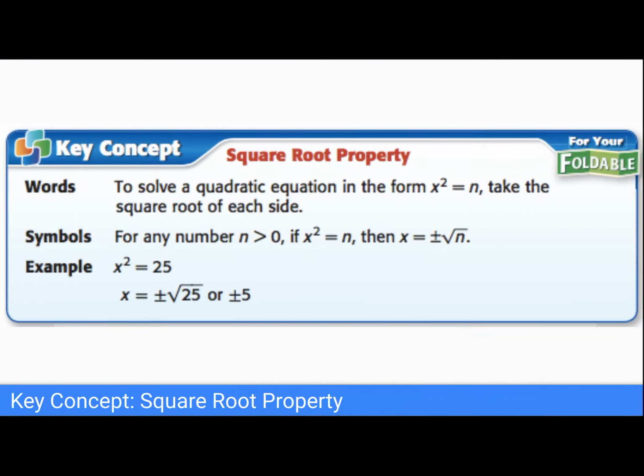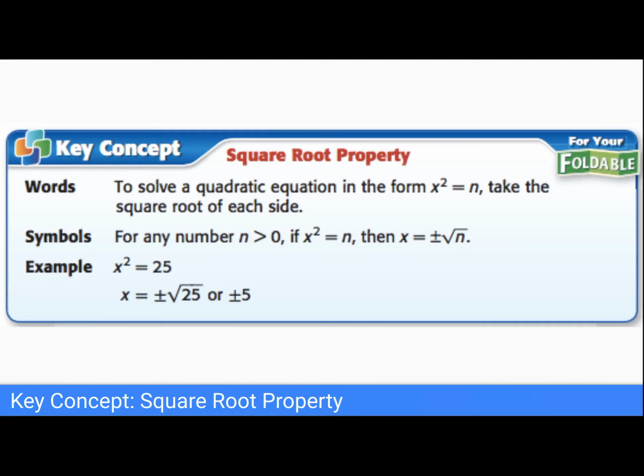Alright, here is a square root property. It's a key concept. To solve a quadratic equation in the form x squared equals 9, you take the square root of each side. For any number n that is greater than 0, if x squared is equal to n, then x equals plus or minus the square root of n.